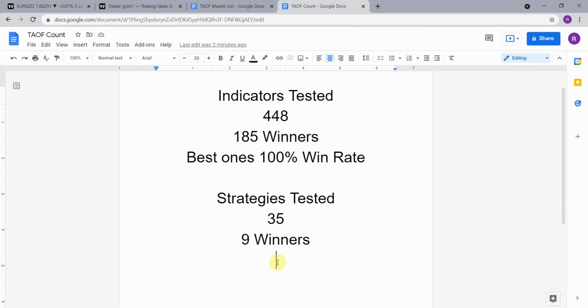So, to date, we have tested a total of 35 different strategies, with 9 of them being winners. We've also tested a total of 448 indicators, with 185 of them being winners. The best ones so far were able to achieve a 100% win rate. Now you need to go back and watch those videos to understand the context of how they were able to achieve that. So go back and watch those videos and see what you can get out of those winning indicators.